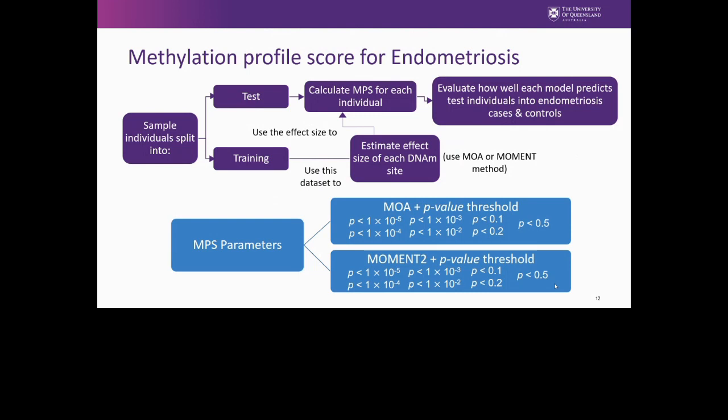So the blue box here shows a list of different versions of methylation profile score that I calculated. All of them differ in terms of two things. First is the method that I use to calculate effect size. So the models that I use to calculate the effect size are the MOA and the moment model. And the second thing is the p-value threshold. What p-value threshold means here is that this is a threshold that I use to identify what methylation sites I want to include in calculating the score.